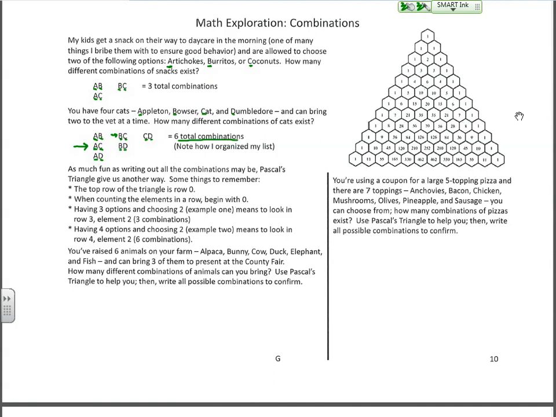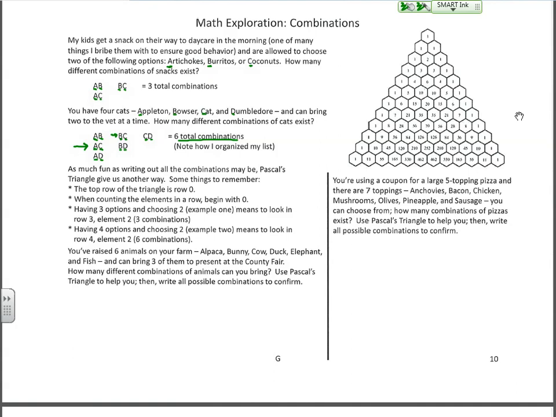And note how I organized my list. As with any time when I ask you to list a lot of things, if you tackle it in an organized manner, it makes it a lot easier to keep track of what you're missing and if you repeated anything. Okay? So we're going to look at, instead of writing all these down, how Pascal's triangle can help us here.